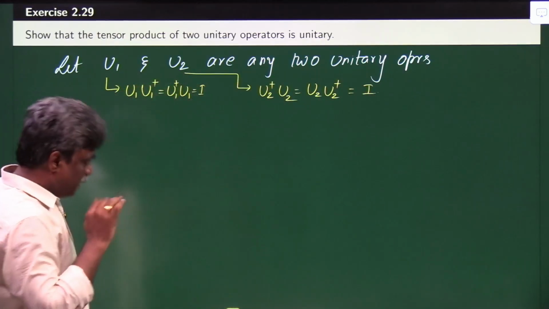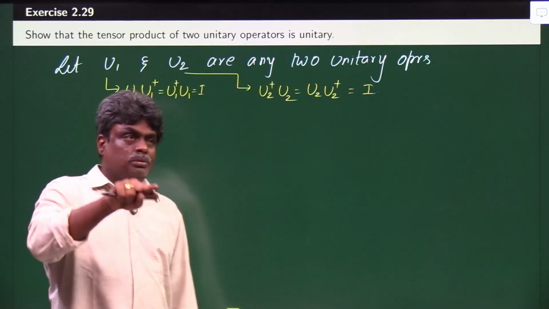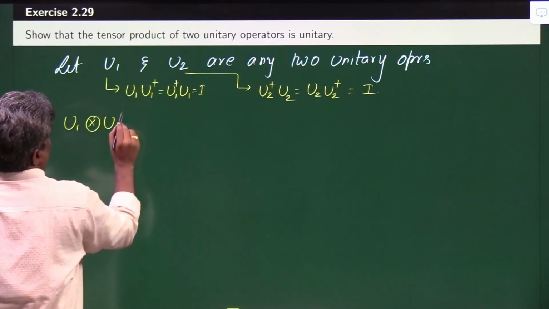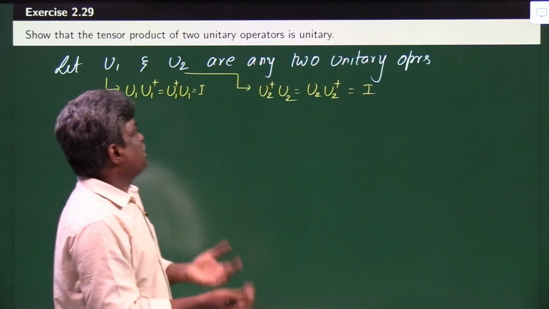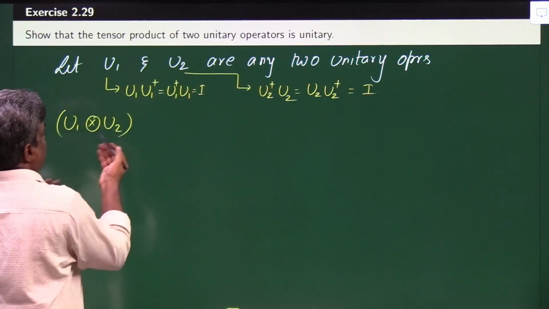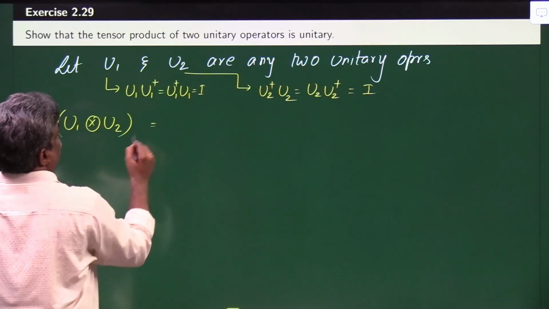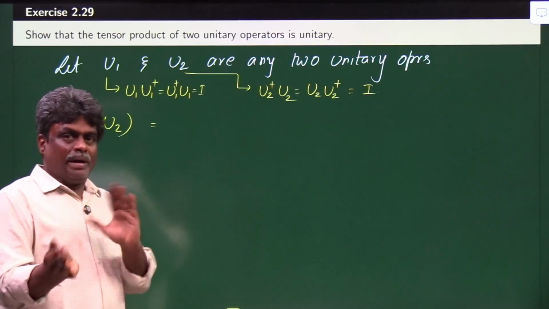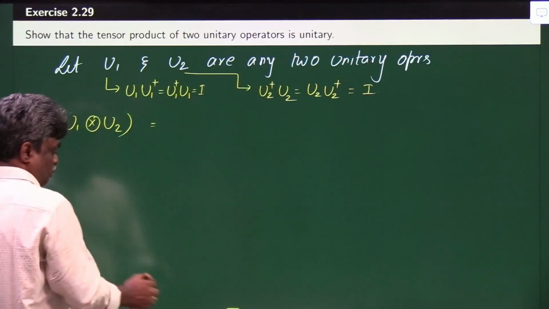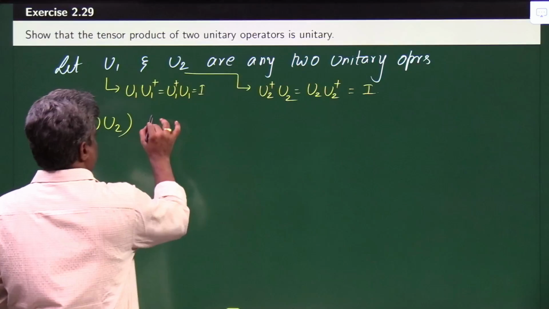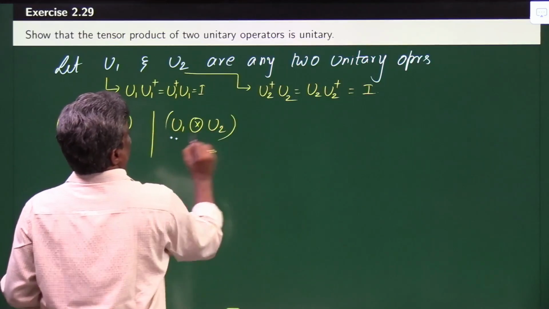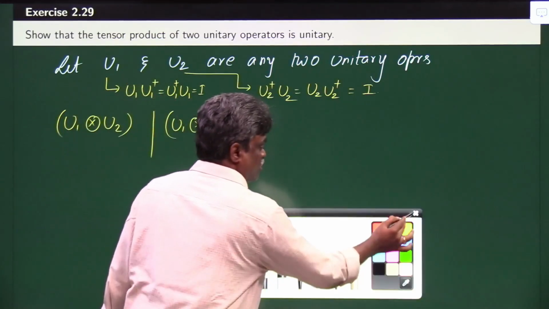Okay, fine. Now here we have to take the tensor product of these two unitary operators. So I am taking u1 tensor u2. I have to check whether it is unitary or not. If you want to check unitary or not, we have to take its corresponding dagger and multiply both. If you get I, it is unitary, otherwise not unitary. So I'm taking its dagger, that is u1 tensor u2 whole dagger. So I have to multiply these two.